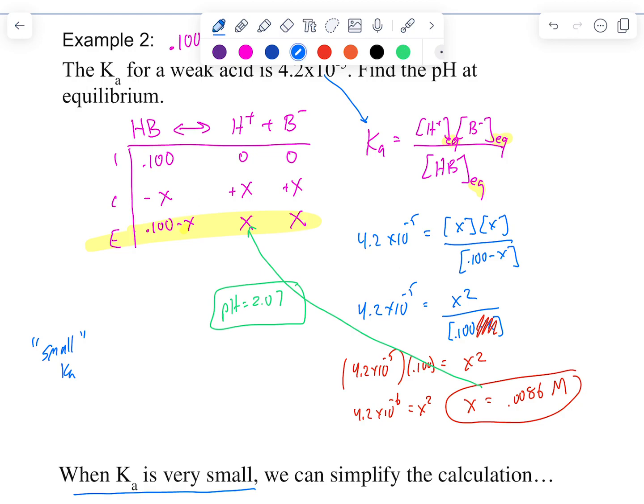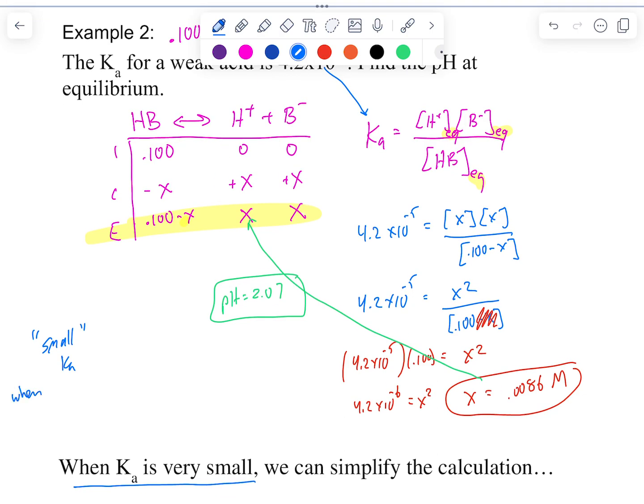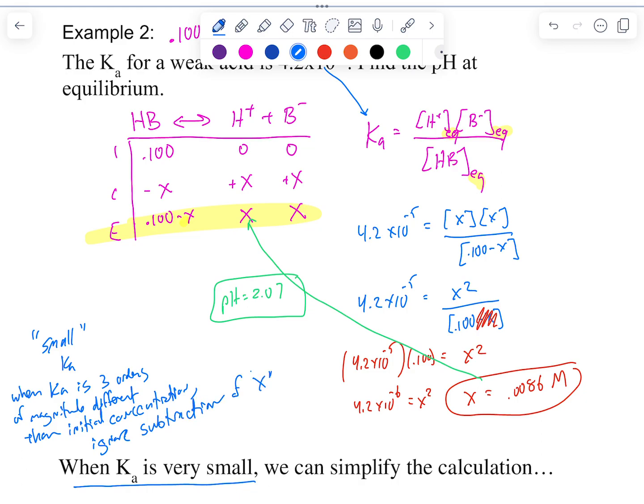So I know I jumped over the last point about how you know if Ka is small. So when the Ka is 3 orders of magnitude different than the initial concentration, ignore the subtraction of x in the quantity.